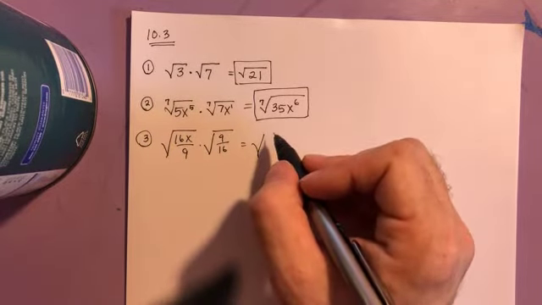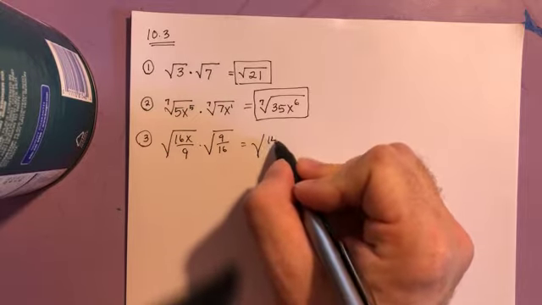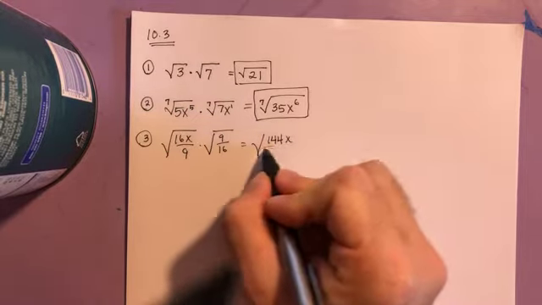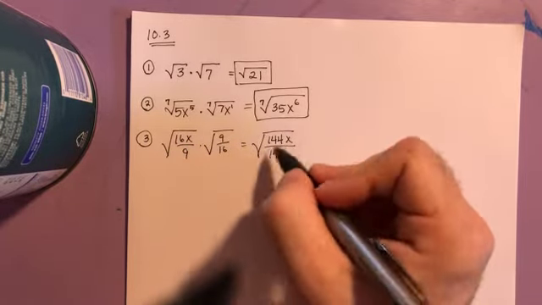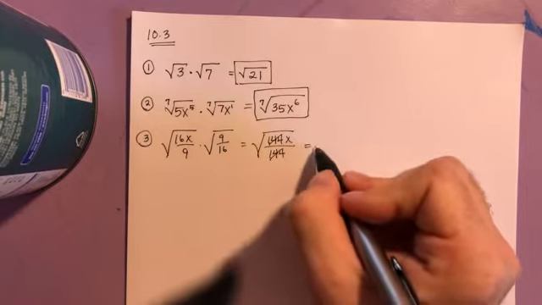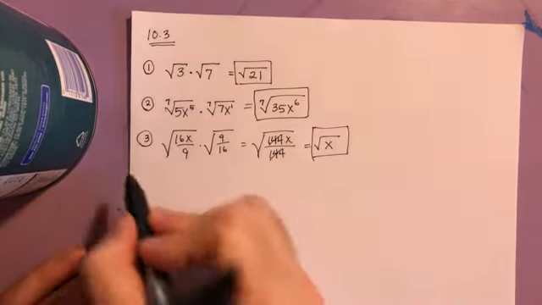16 times 9 is 160 minus 16, which is 144, x. And then 9 times 16 is also 144. And they cancel, so you're just left with the square root of x. Lovely, huh? Okay.